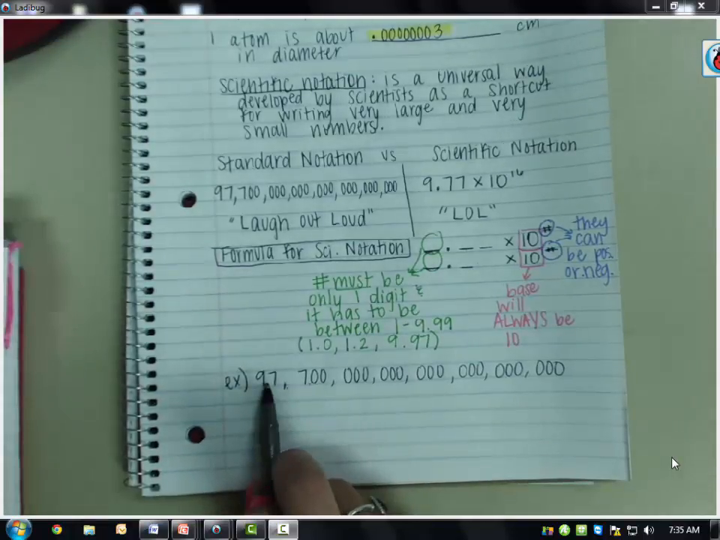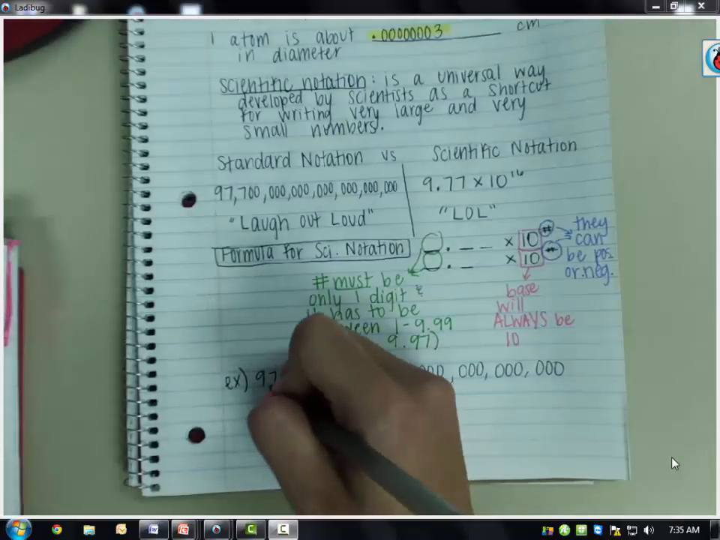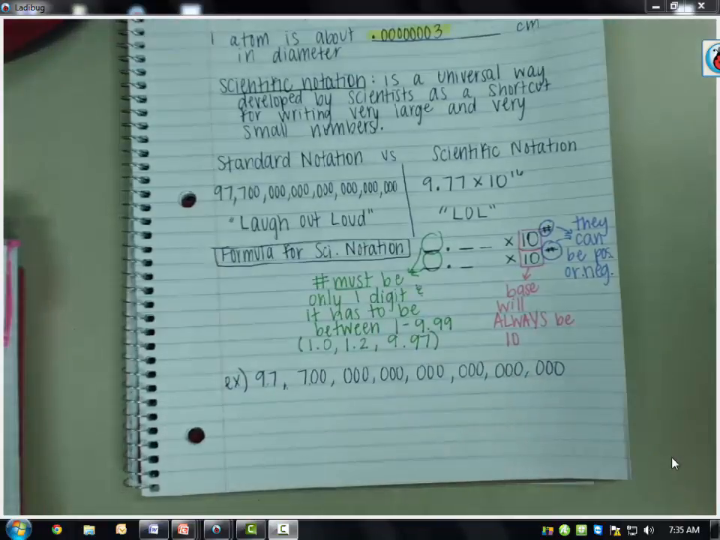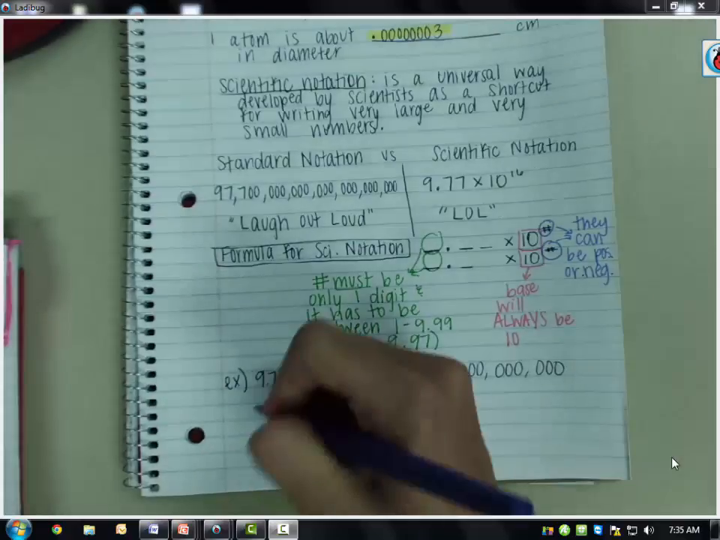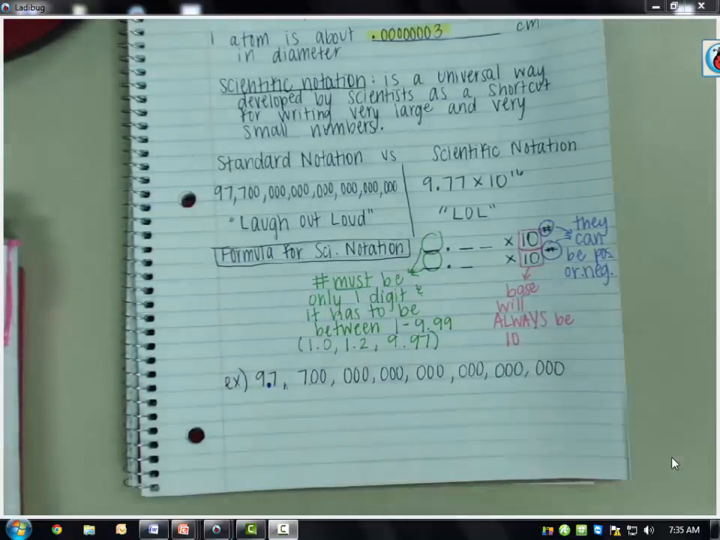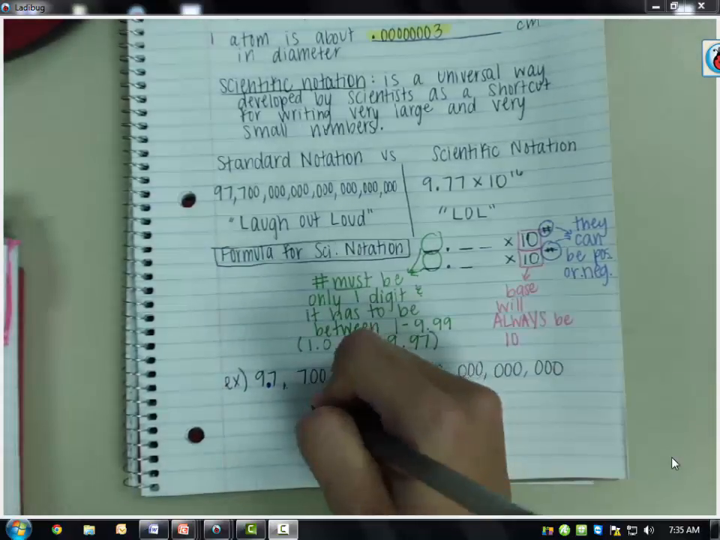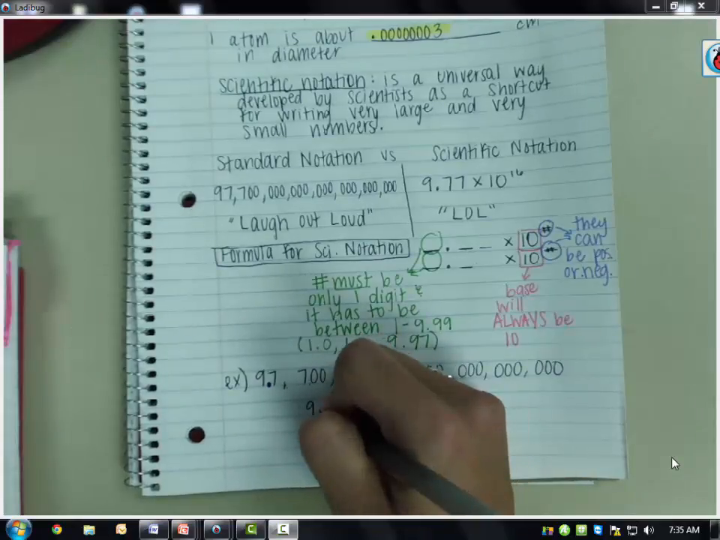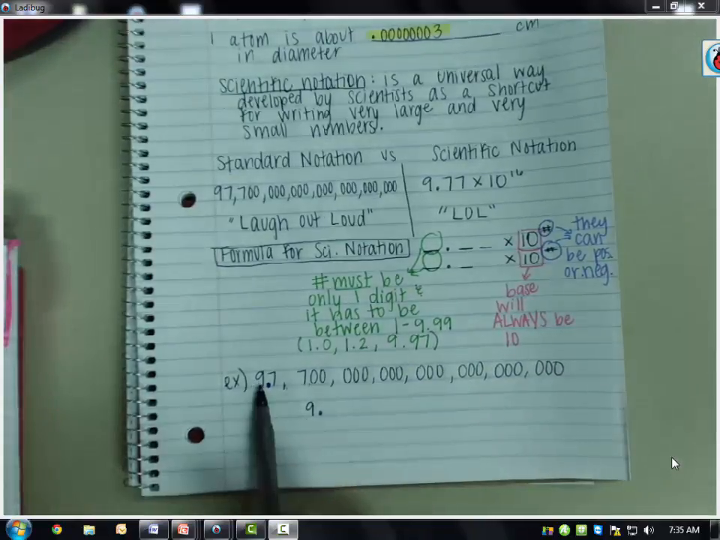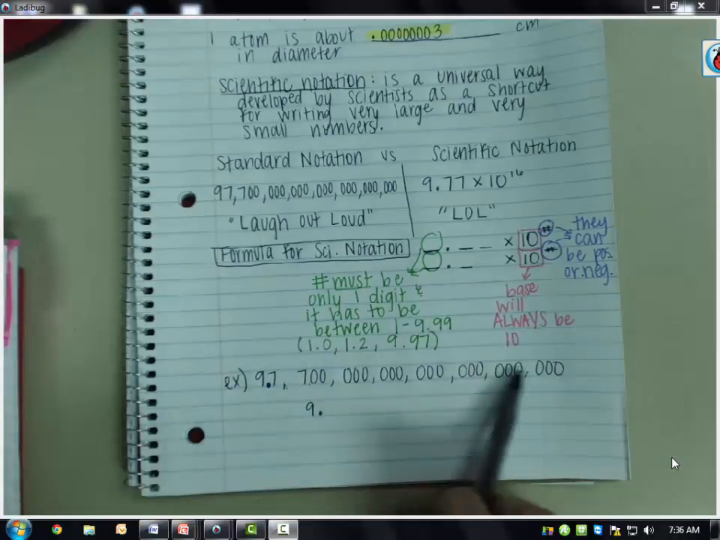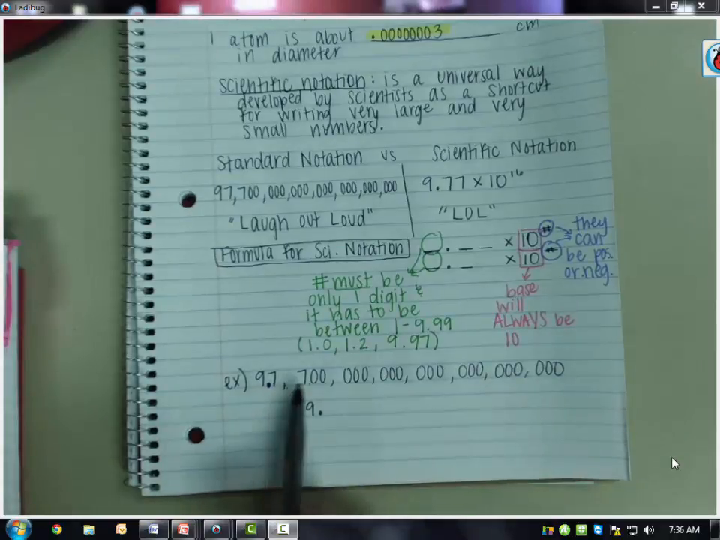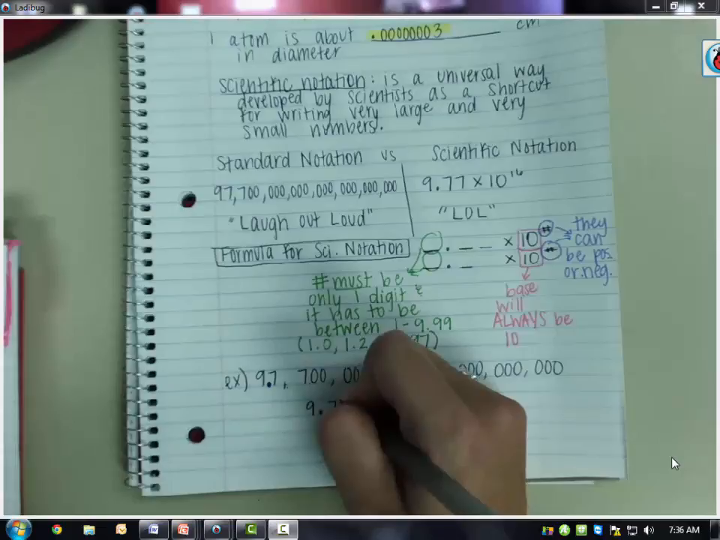I'm going to use a different color. Your decimal needs to go there. So you can go ahead and put 9 with your decimal. And then fill out your whole digits. You're never going to write your zeros. So just fill out the rest of your digits. So 7, 7. Okay, if we're looking at our formula, we know we're going to multiply.